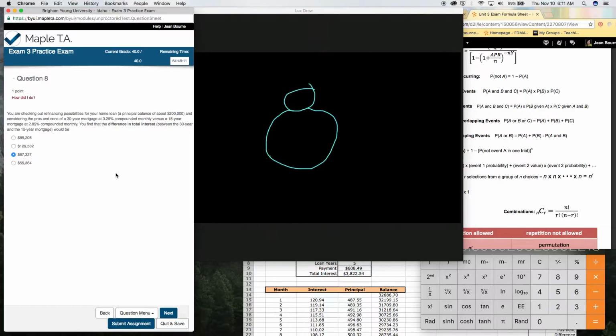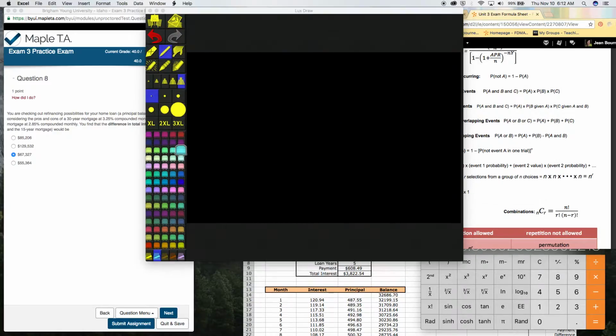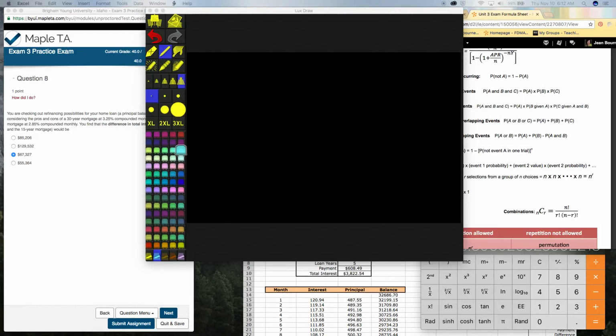Okay, number 8. You are checking out refinancing possibilities for your home loan. It tells us what the principal balance is and we're considering the pros and cons of a 30-year mortgage at this interest rate and a 15-year mortgage. We need to find the difference in total interest. So I'm going to try to use my awesome spreadsheet over here. There it is. I couldn't get it dragged over. Whoops, that's not it, that's our groups. Oh, it's already here.